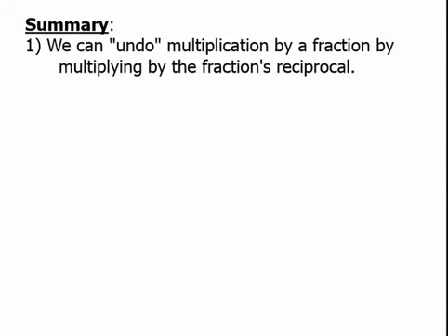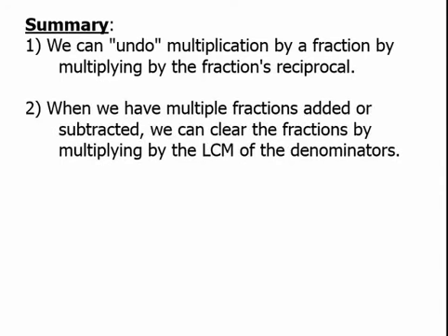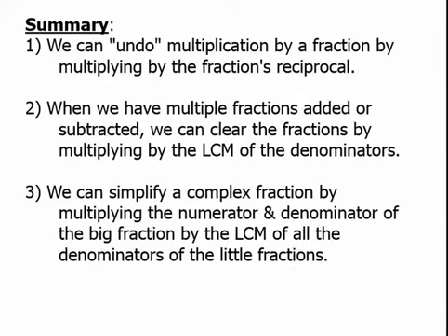In summary, we can undo multiplication by a fraction by multiplying by the fraction's reciprocal. When we have multiple fractions added or subtracted, we can clear the fractions by multiplying by the least common multiple of the denominators. We multiply that on both sides. And we can simplify a complex fraction by multiplying the numerator and denominator of the big fraction by the least common multiple of all the denominators of the little fractions.